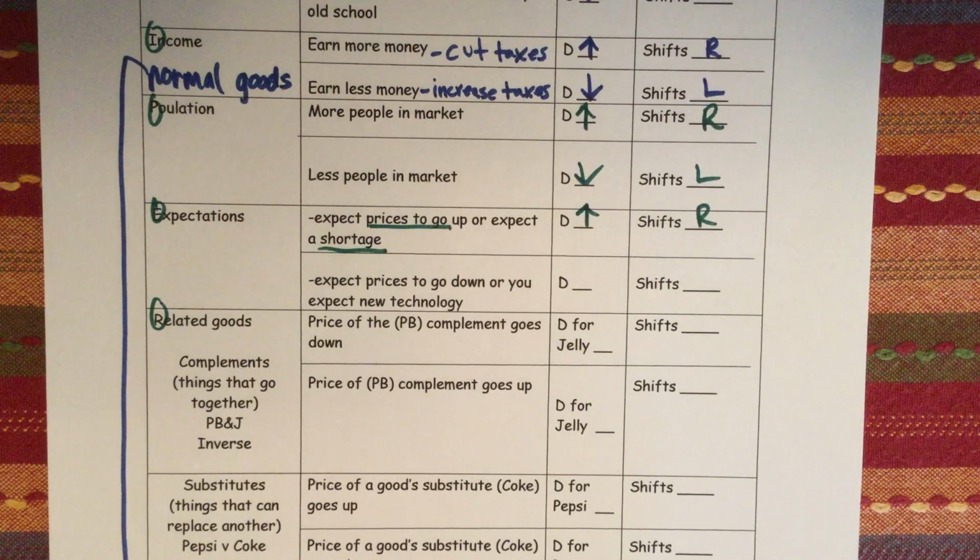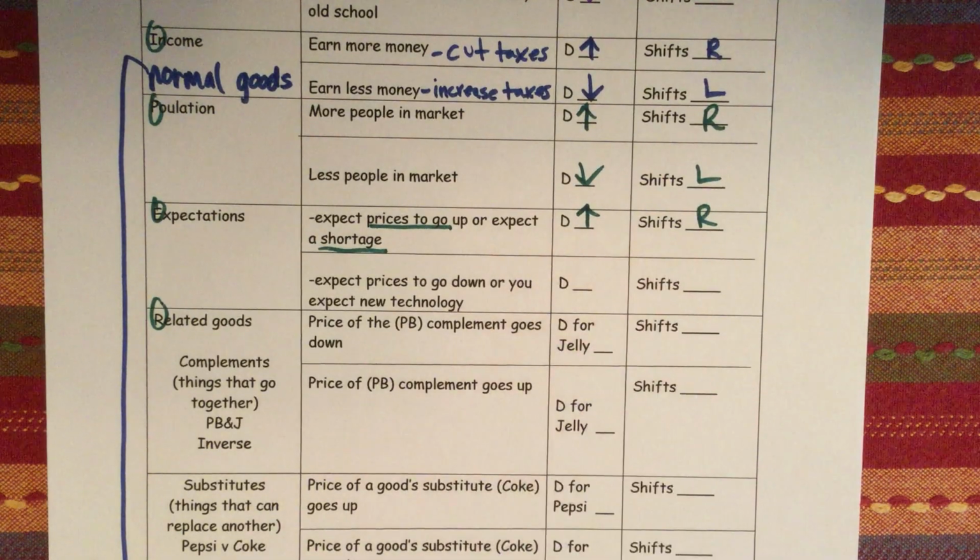I also use the example of when hurricanes are coming and everybody starts freaking out, buying bottled water and batteries and plywood to cover their windows. When they're expecting a shortage of something, people are going to rush out to buy it. And so the demand will go up and it'll shift to the right.